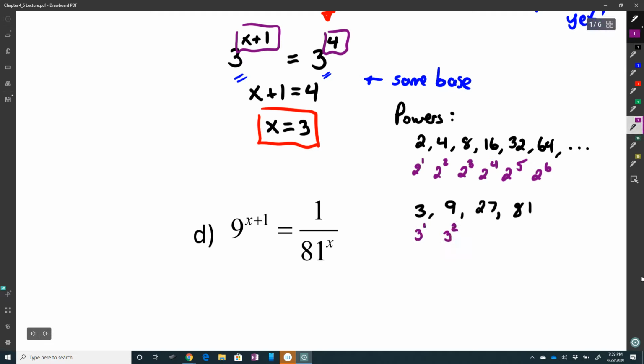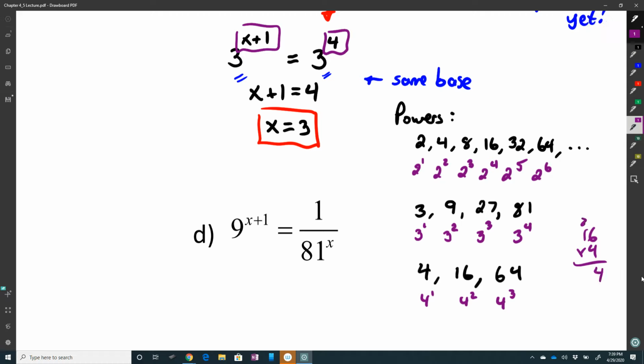3 to the 1, 3 squared, 3 cubed, 3 to the 4. For 4, 4, 16, I think it's 64. And that's all I expect you to know. So that's 4 to the 1, 4 squared, 4 cubed. For some reason, I'm doubting myself on that one. Let me double check. 4 cubed is 64. Yeah, 64. Okay.